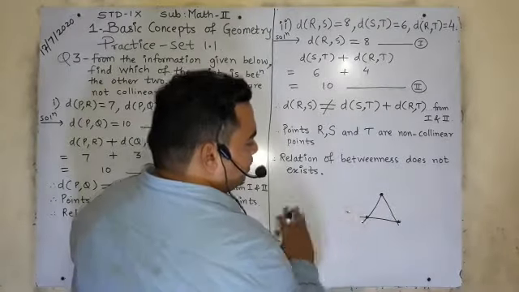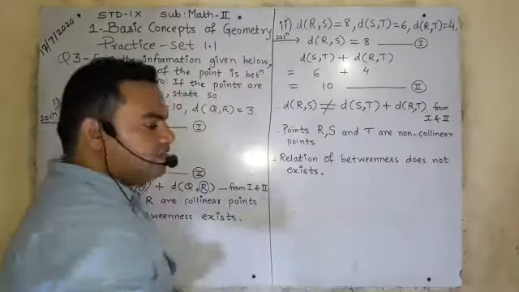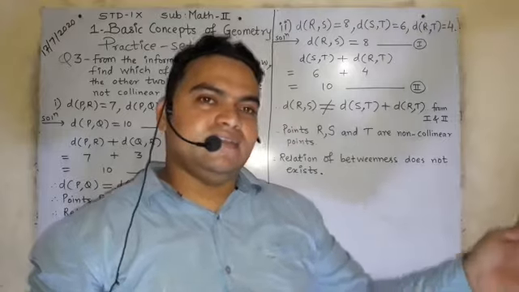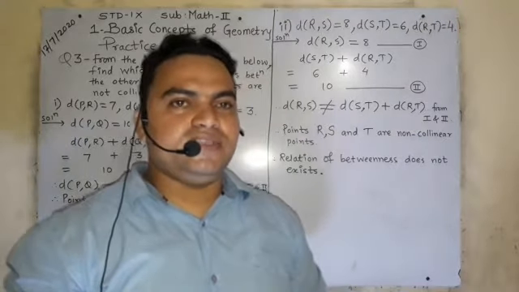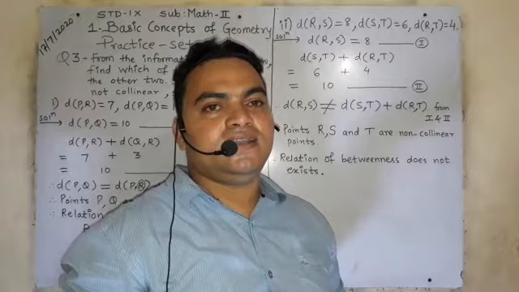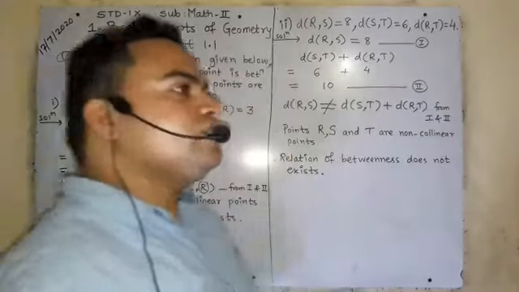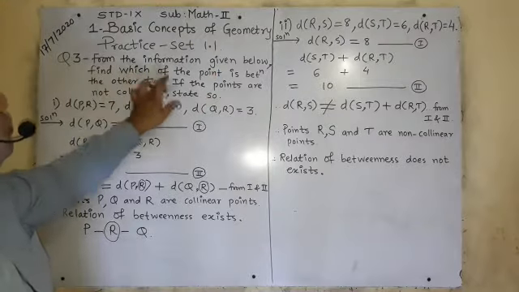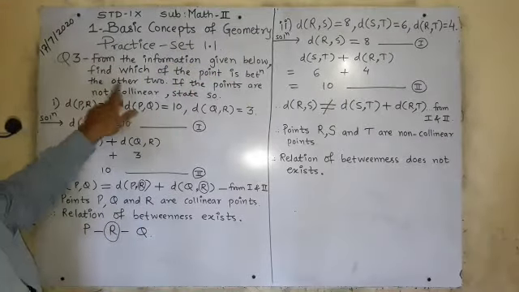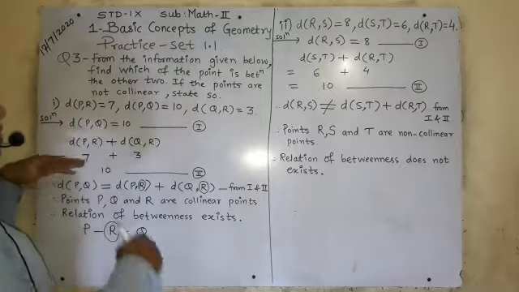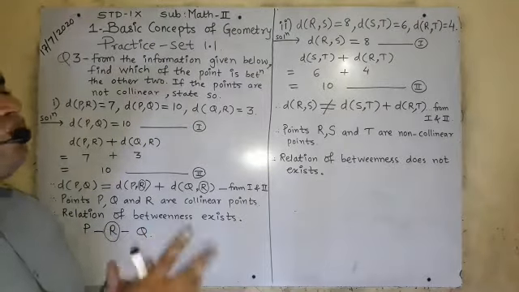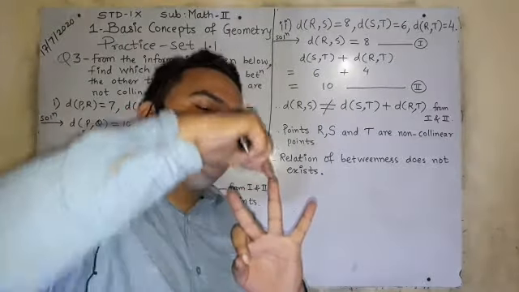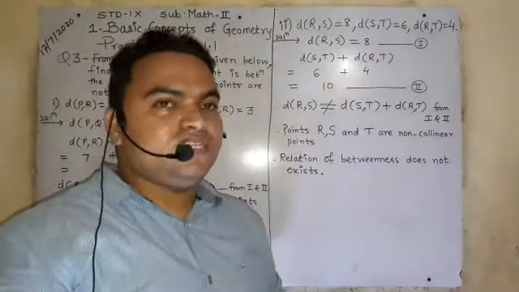Is it clear? So I hope you understood what is collinear and non-collinear. When 3 or more points are in a straight line, they will be called collinear points. And if the points are not in a straight line, they will be called non-collinear. So see question number 3. From the information given below, find which of the points is between the other two. We have to find which point is in between. 3 points will be there. Which point will be in between?